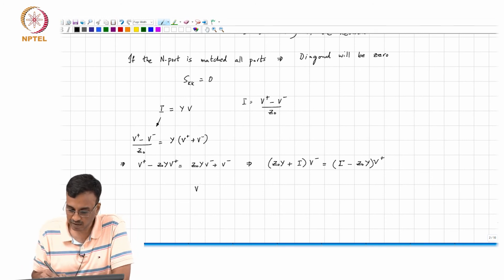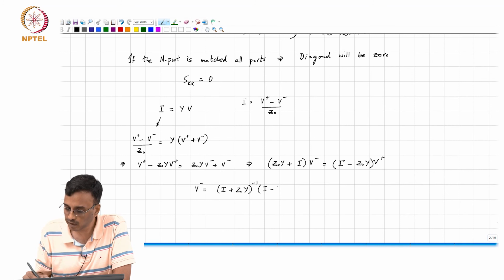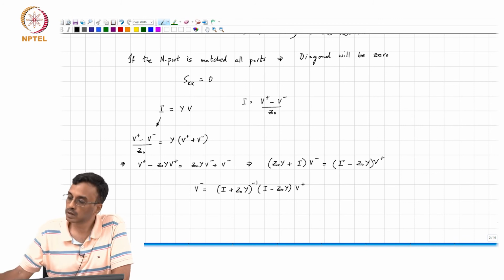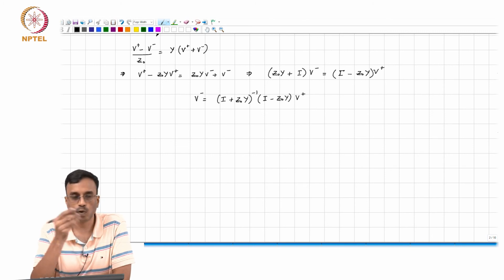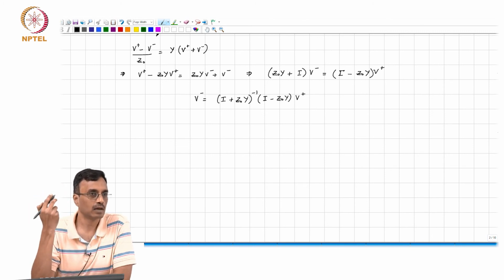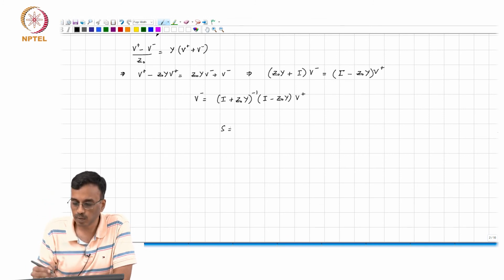So V minus therefore equals I plus Z naught times Y, inverse, times I minus Z naught Y times V plus. Therefore, given the Y matrix, how will you get the S matrix? Well, the S matrix is nothing but I plus Z naught times Y, inverse, times I minus Z naught Y. Remember that Z naught is a scalar.